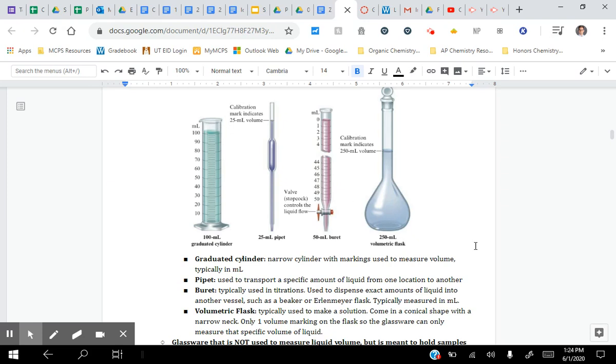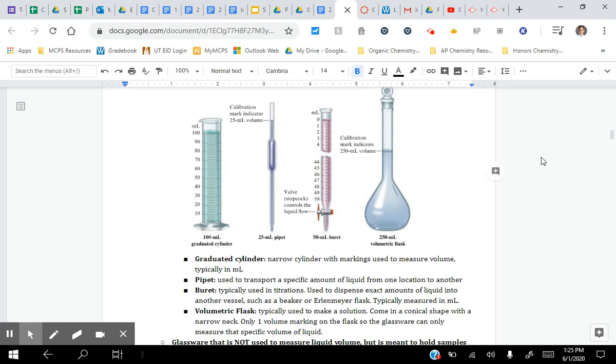If you're making a solution of a particular concentration, you want to use a volumetric flask, because it has only one specific calibration mark. You can only ever measure a volume of 250 mLs with a volumetric flask of this size. There are smaller volumetric flasks, but again, they can only measure one specific volume. Same goes with a pipette. Volumetric pipettes also measure one specific volume. A burette is also a really good one that has a lot of different markings, and that is used for dispensing a really specific volume of liquid.